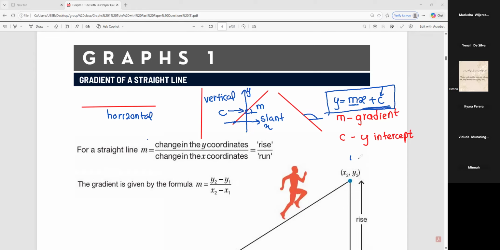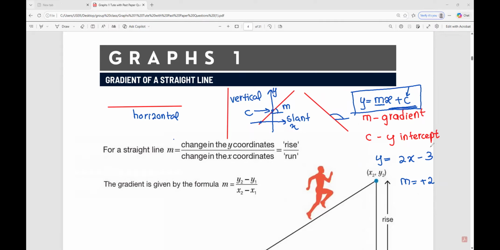If the equation is y equals 2x minus 3, gradient is plus 2. Don't write x, only the number. Then y-intercept is only this constant, minus 3. Gradient is positive, y-intercept is negative. That's how we obtain gradient and intercept from the equation.